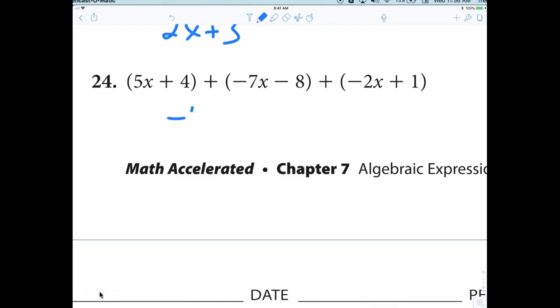-4x. Yay, very good. -4x minus 3. -4x minus 3. All right? Anybody have any questions or concerns? Any questions? Okay, now listen, guys.